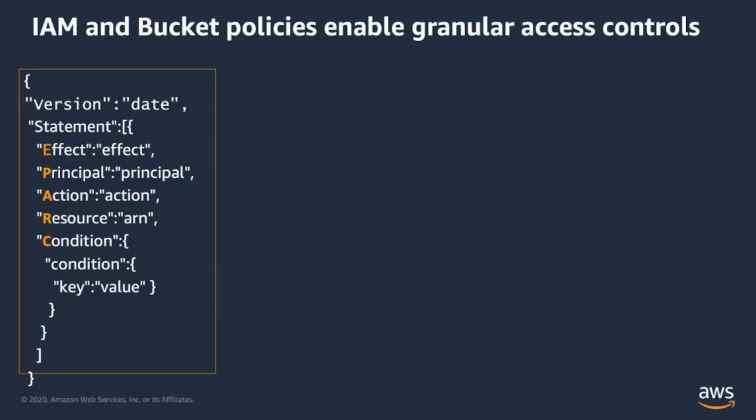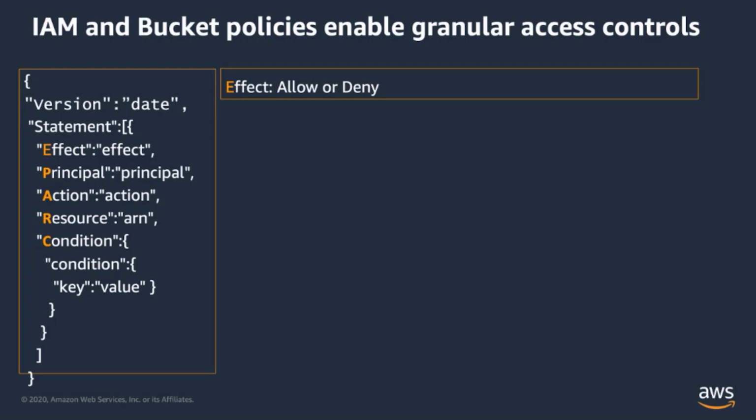Now, if you haven't seen an IAM or a bucket policy before, here's what they look like. They start off with a version, which is a date for that version of the policy. It hasn't changed in quite a while. We'll see that in a minute. And then you have one or more statements, and each statement has different parameters that are possible. We're going to go over each one of those now.